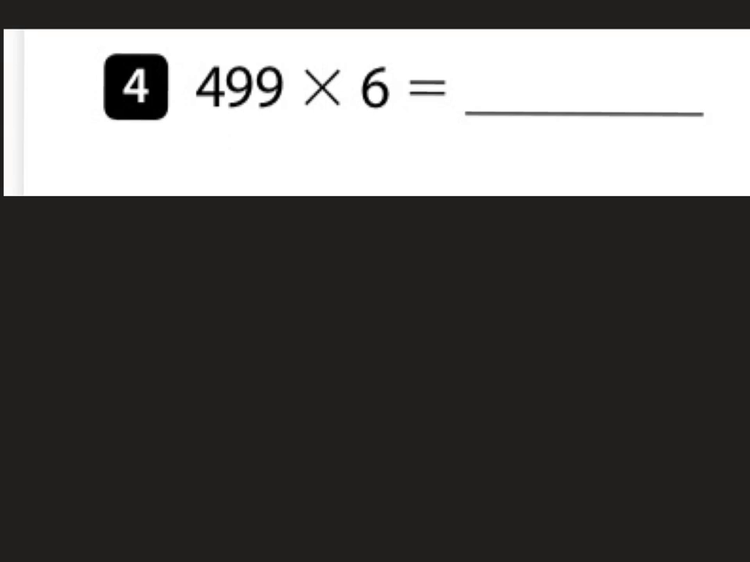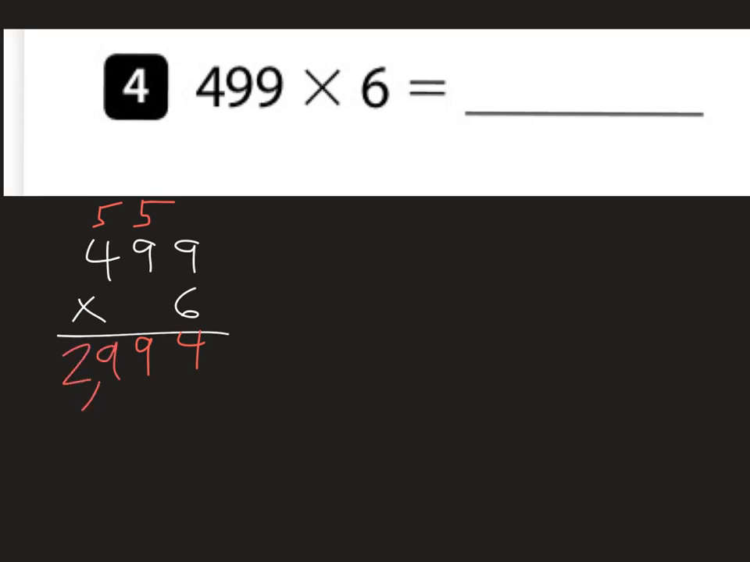All right, number 4, 499 times 6. Distribute our 6 to our units place. 6 times 9 is 54. 6 times 9 is 54, plus 5 is 59. And then finally, 6 times 4 is 24, plus 5, which is 29.